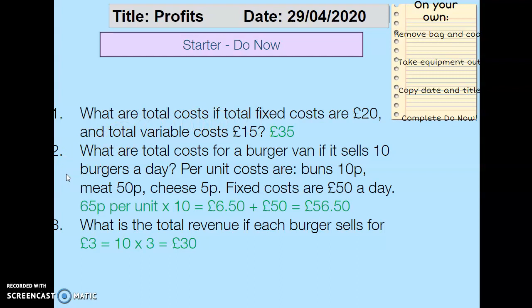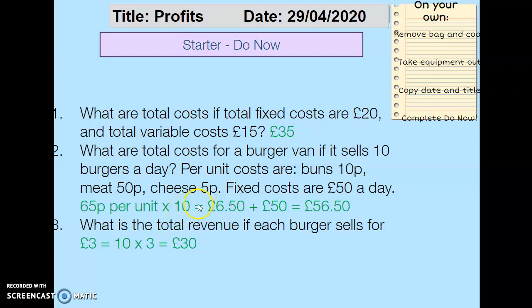Okay, now question number 2. What are total costs for a burger van that sells 10 burgers per day? We knew that the buns cost us 10p per bun, the meat is 50p per portion, and we've got 5p per portion of cheese. We also know that in total we're spending £50 every single day, so that's going to be our fixed cost. To find the variable cost, all we need to do is add 10p plus 50p plus 5p, and we get 65p, and multiply that by the number of burgers that we sell every day, which is 10 burgers, and we get £6.50.